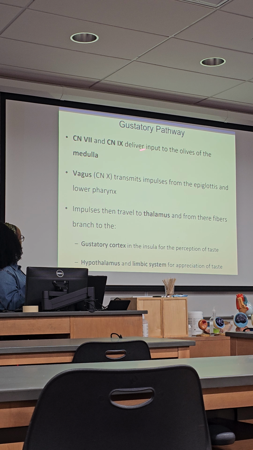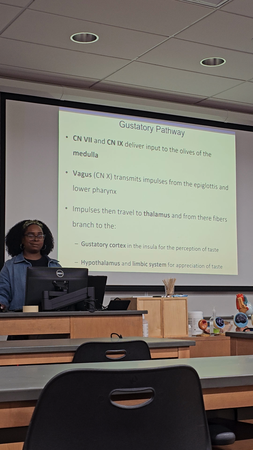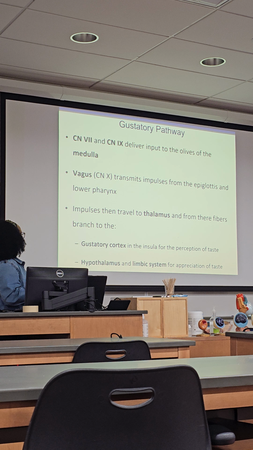Okay? These are sending the information about taste to the olives of the medulla. Remember the olives? The medulla. The vagus nerve, cranial nerve 10, is sending information about taste coming from taste buds on our structures like our pharynx and our epiglottis, that we'll get to, okay? So not necessarily just on our tongue. You have taste buds kind of down the oral cavity as well.